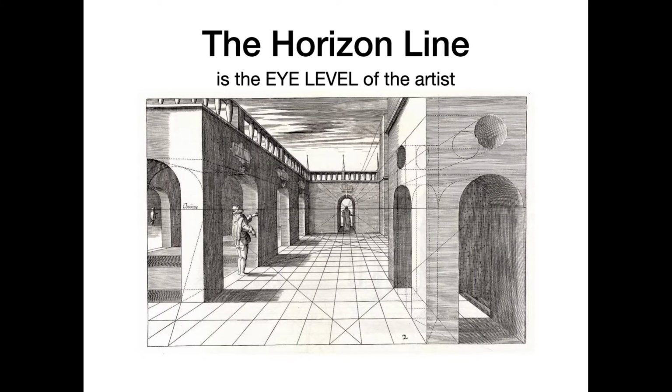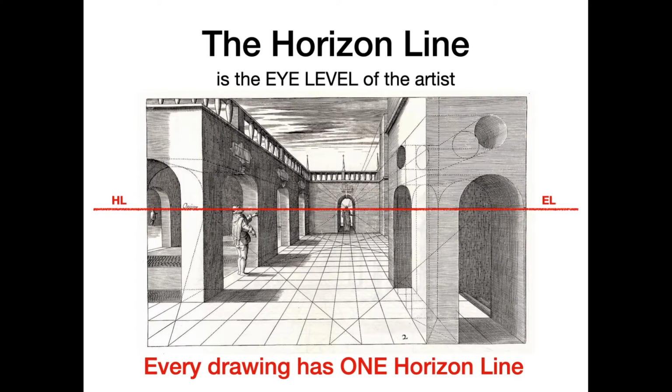So these two terms are interchangeable. Sometimes I may say horizon line or HL. Sometimes I may say eye level or write out EL. And remember, if there is only one thing I want you to learn this semester, it's that every single drawing has one and only one horizon line.